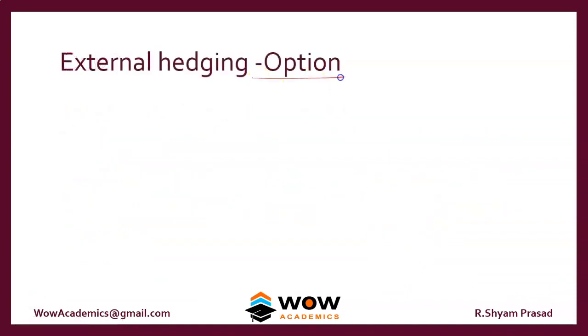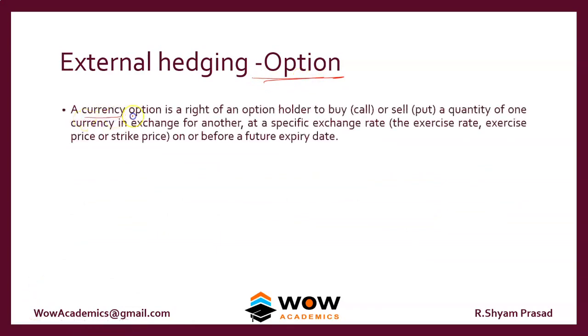So we'll move on to the next topic. It's called options. A currency option is a right of an option holder to buy, or call, or sell, or put a quantity of one currency in exchange for another at a specific exchange rate, the exercise rate, the strike price, on or before a future expiry date.